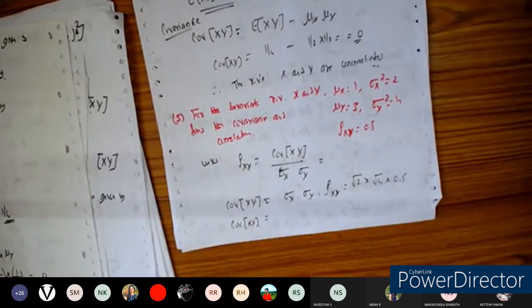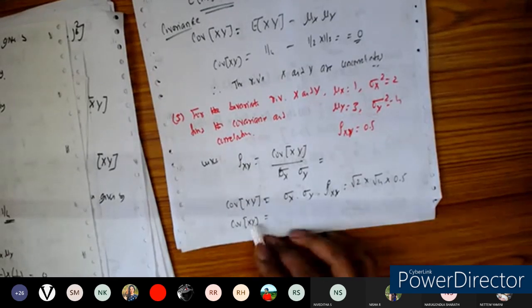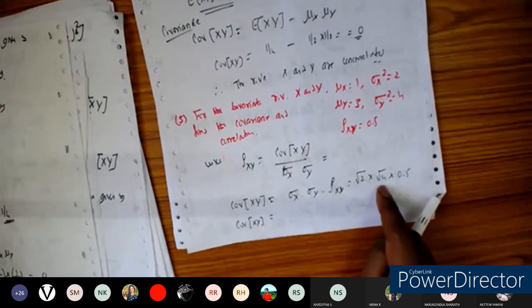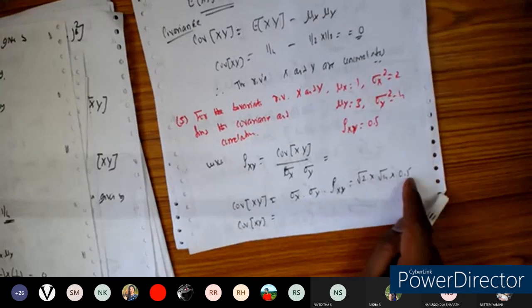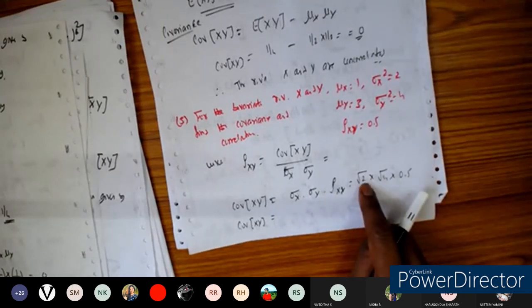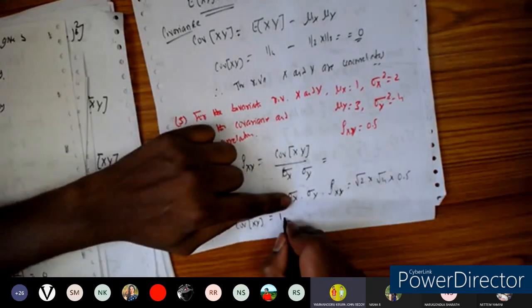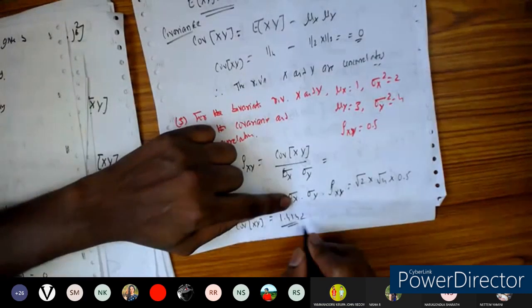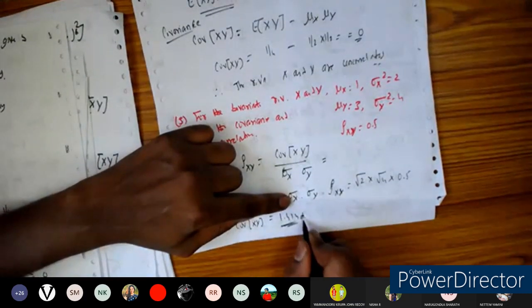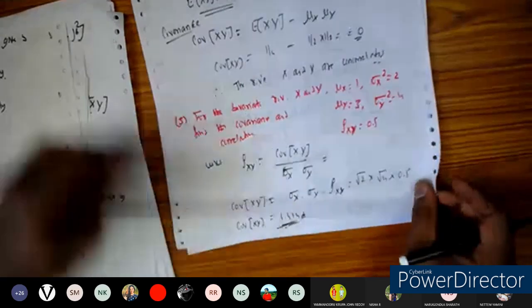Anybody can tell me the answer? How much will you get here? Covariance. The root of 4 is 2, so 2 into 0.5 is 1. So 1 multiplied by root of 2. Root of 2 is 1.414. Yes, very good. So we get 1.414 here. This is the covariance we get here.